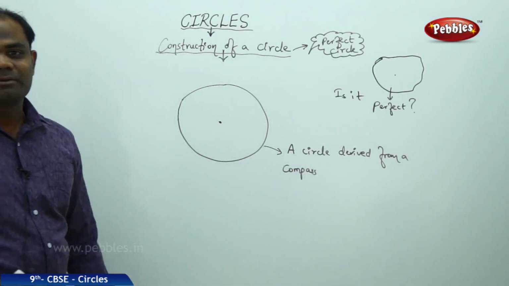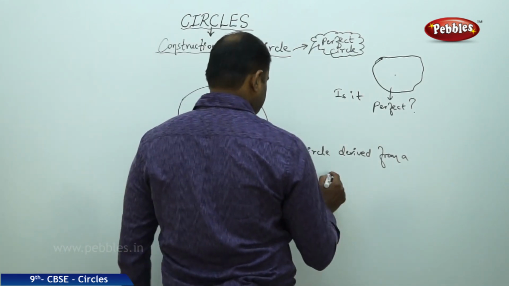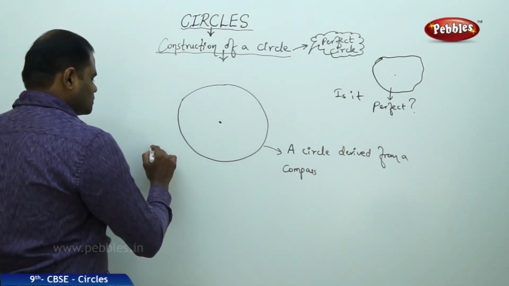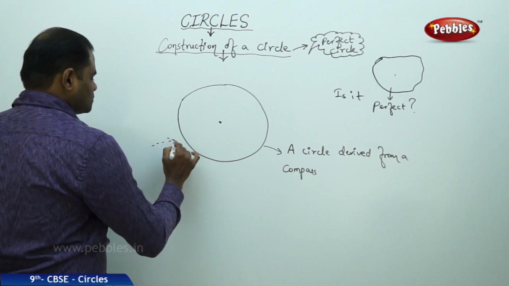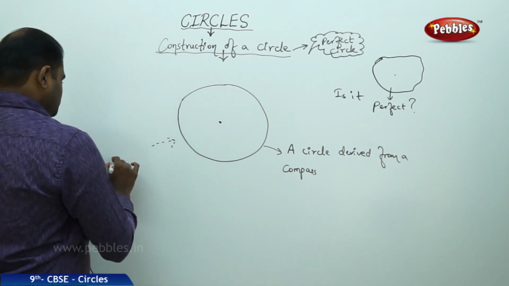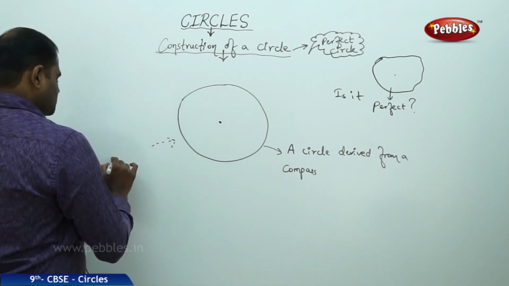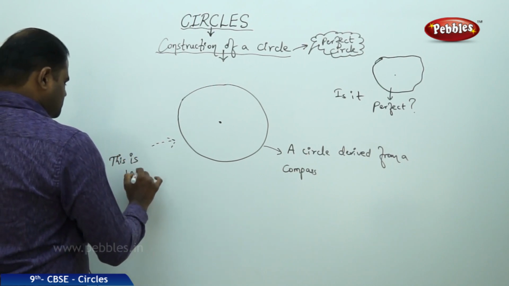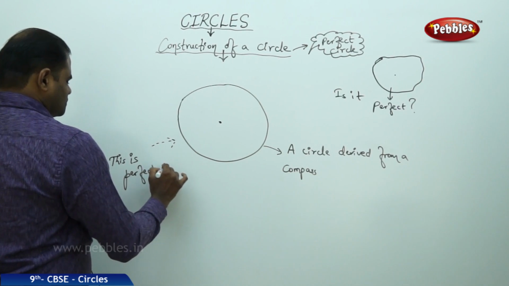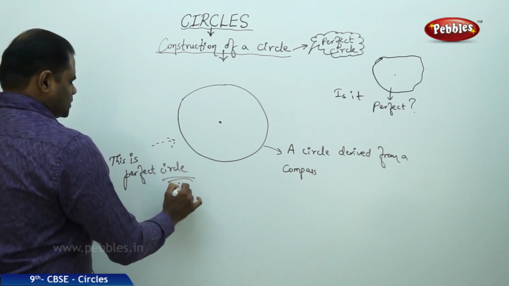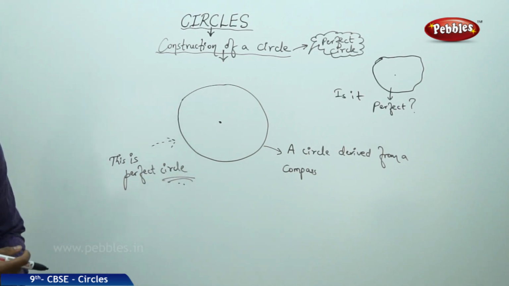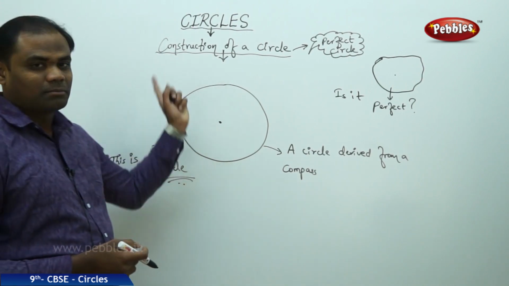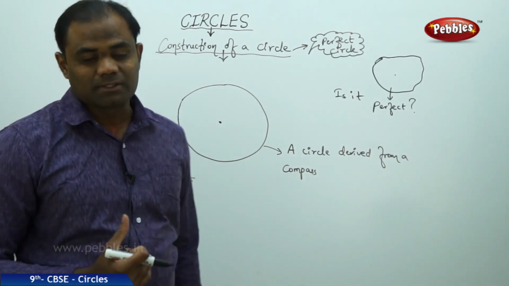A circle derived from a compass. And this is no doubt a perfect circle. This is perfect. Circle is how we conclude. So any circle which is derived from a compass gives me a perfect circle.